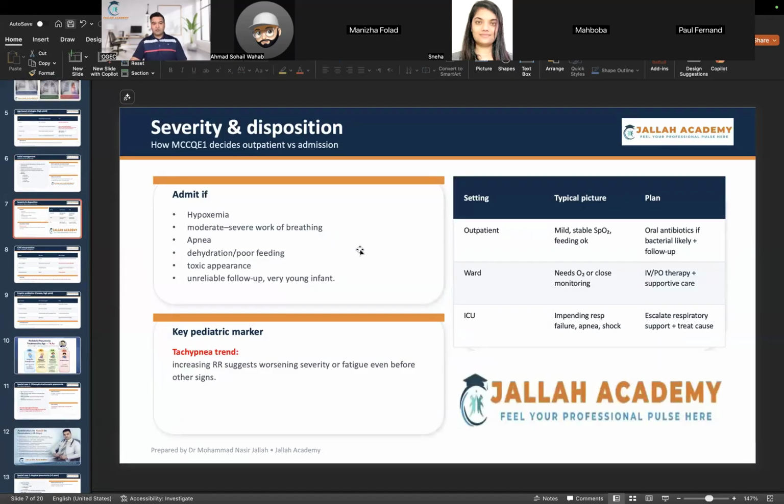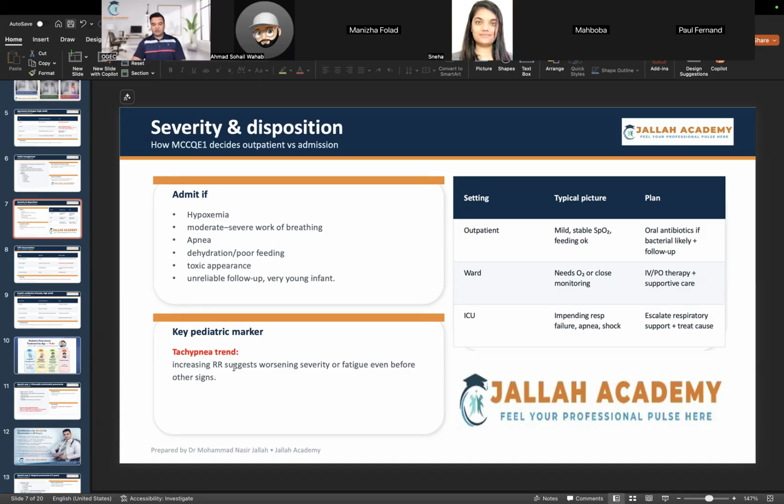Severity and disposition. Okay, now in this slide, we decide how to treat the patient: in which condition as an inpatient, in which as an outpatient, or in the ICU. Admit if the patient has hypoxemia, obviously very important. As I mentioned before, tachypnea is the most sensitive marker. Also admit for moderate to severe work of breathing, apnea, dehydration, poor feeding, toxic appearance, unreliable follow-up, or a very young infant. If it is less than 28 days and fever, the patient has to be admitted.